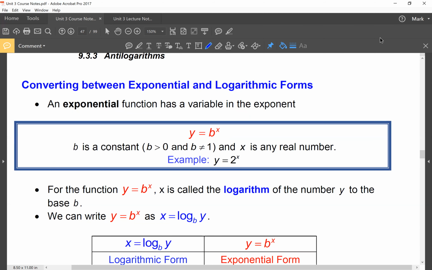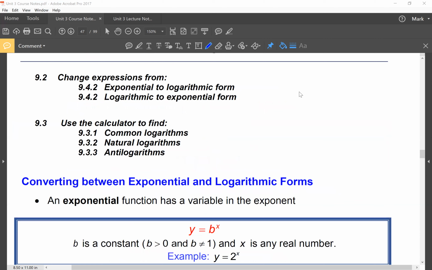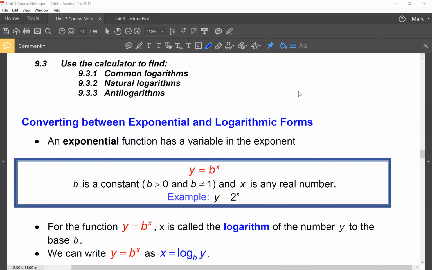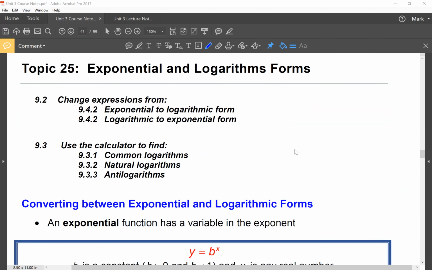They're actually pretty interesting. Mr., will the test include topics 24 and 25? Yes. There are 5 topics in 24. No, there's only one topic in 25. It's topic 25.